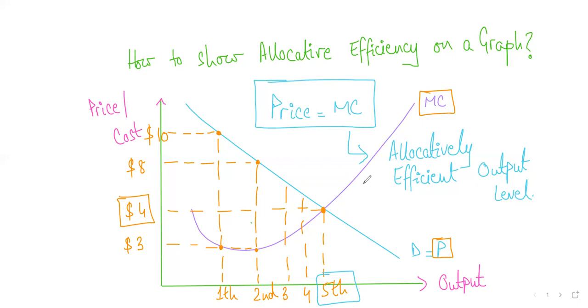Why would any sane producer want to produce that? So obviously that is not what any business or any government would want people to do. But up till this point it is allocatively efficient.